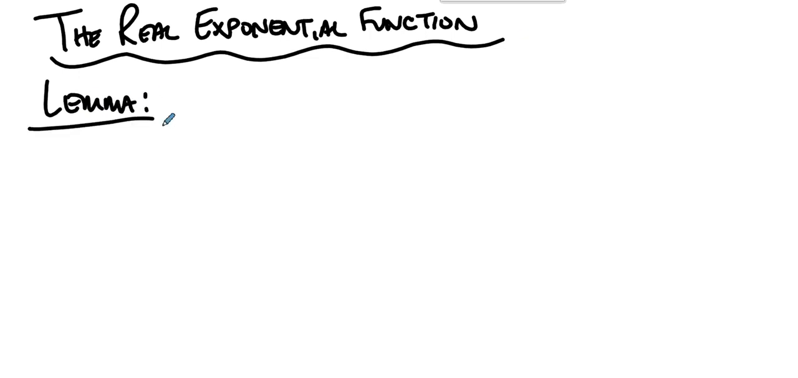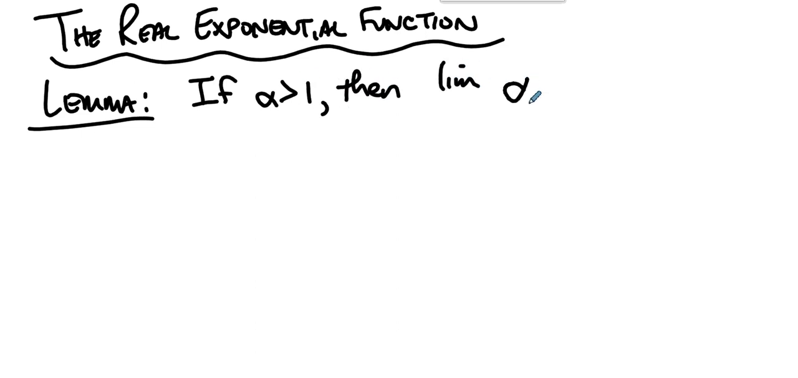So first things first is the following lemma. If alpha is greater than 1, then the limit of alpha to the 1 over n as n goes to infinity in the integers is 1. First, we establish the result for the integers. As n goes to infinity for integer values of n, that limit is 1.